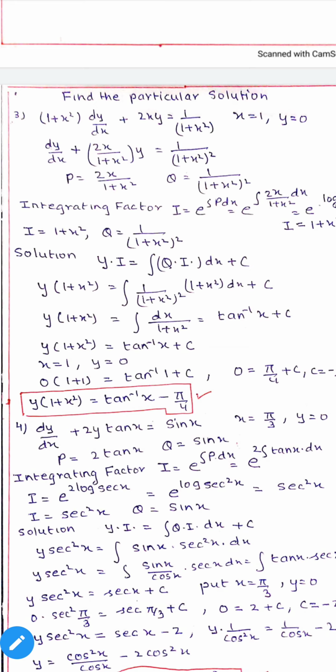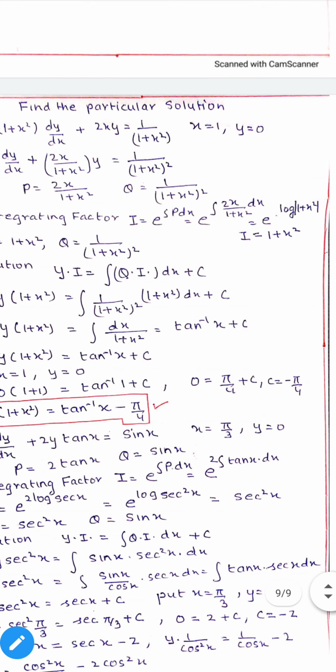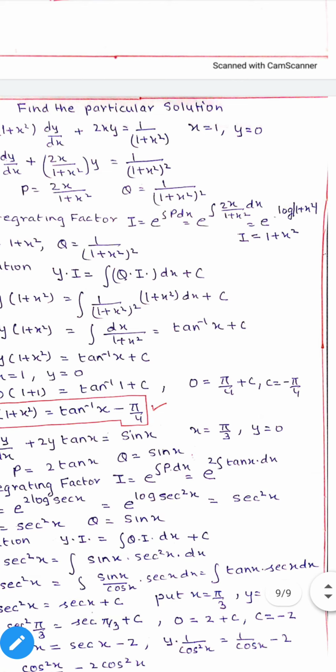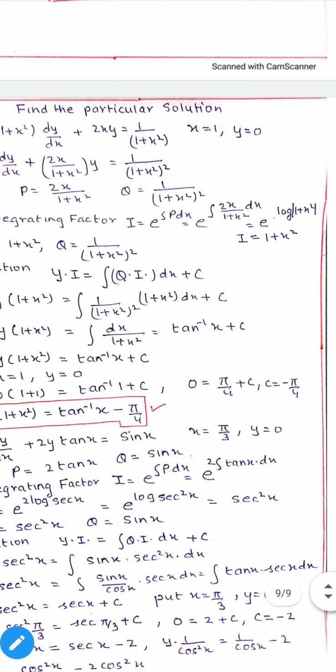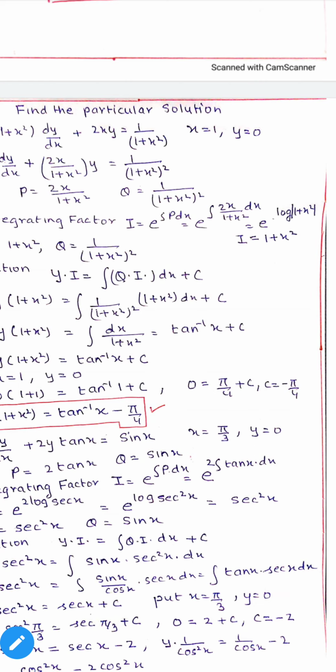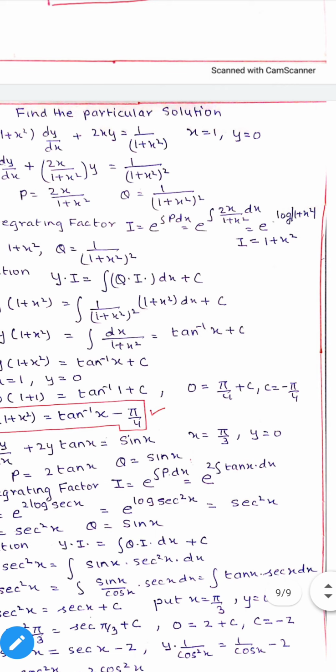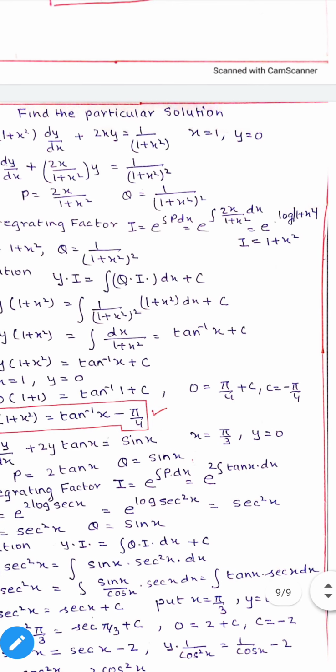Integrating factor is I is equal to e to the power integral p dx, that is e to the power integral 2x dx upon 1 plus x square. We know the integral of 2x upon 1 plus x square is log 1 plus x square. Considering 1 plus x square as t and 2x dx as dt, it becomes integral dt upon t, that is log t, that is log 1 plus x square. E and log get cancelled out, we get I is 1 plus x square.